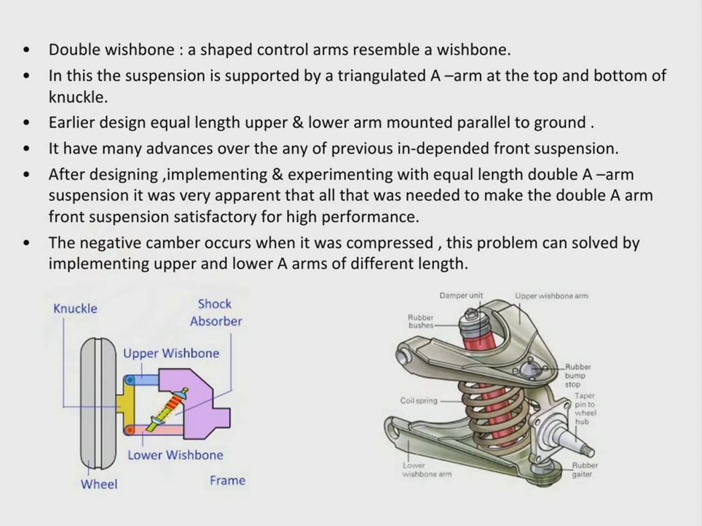So you know what a negative camber is; in the previous class I told you about camber and caster. When negative camber occurs when the suspension is compressed, there is a problem, and we can solve it by using different lengths of double A arm in this wishbone system. We can reduce that negative camber.